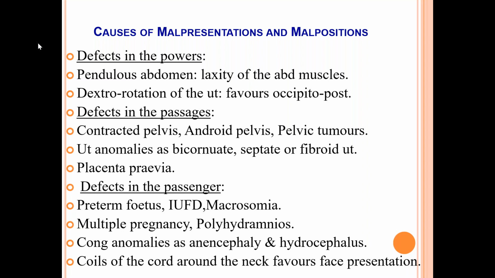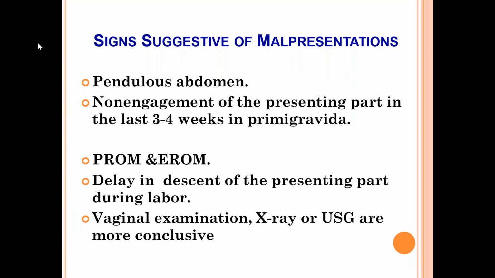Or it can be the placenta, which is low lying, that's why it's preventing the head, the presenting part, from being normal. So it is a malpresentation. Then there can be a defect in the passenger. The passenger is our baby. So there can be problems with the baby, like a preterm fetus, intrauterine death, macrosomia, multiple pregnancy, polyhydramnios, congenital anomalies like anencephaly and hydrocephalus, and coils of the cord around the neck, which can favor the face presentation.